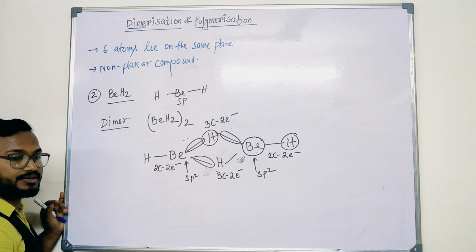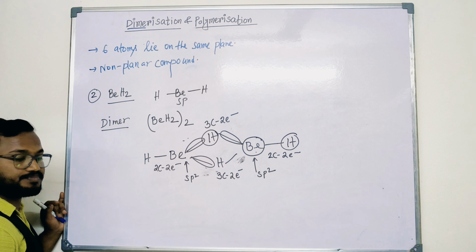Now we take a few more examples to explain the compounds. Let's take the polymeric unit of BeH2. For the same compound, a polymer is there. See, Be is connected with hydrogens, again connected with hydrogens, again connected with hydrogens. Another representation can be like this. This is the polymeric unit.